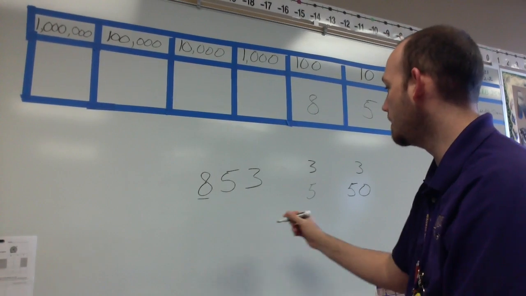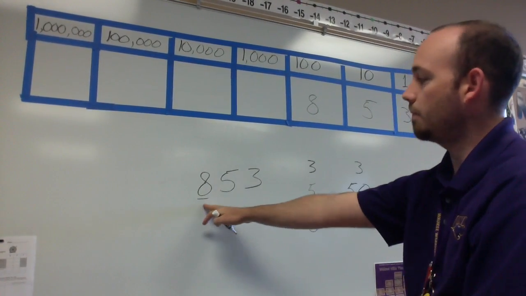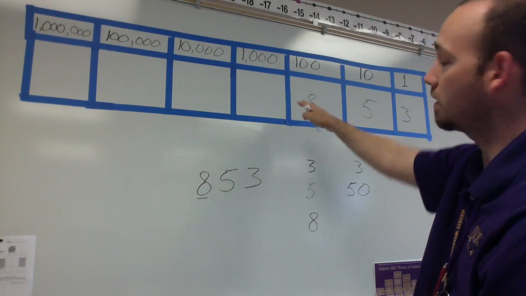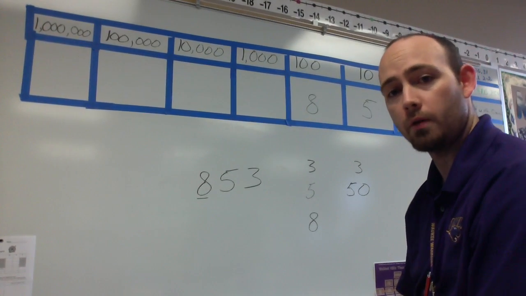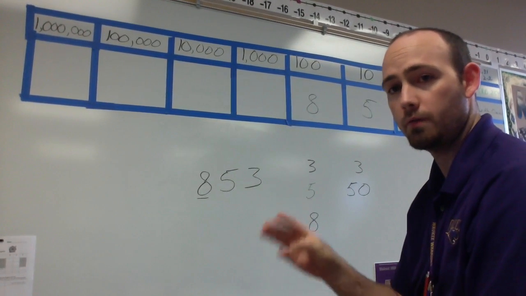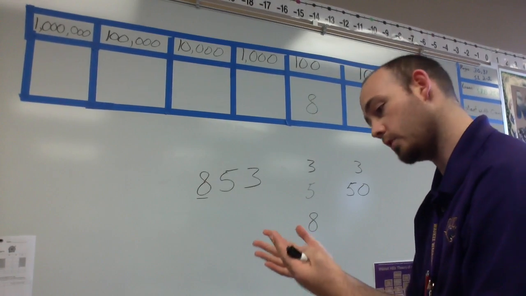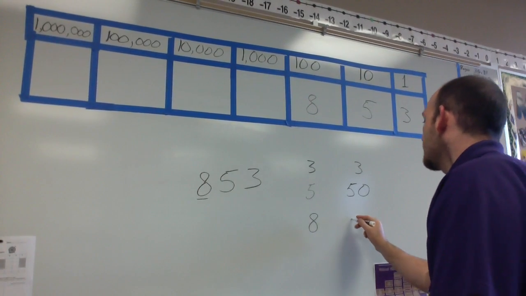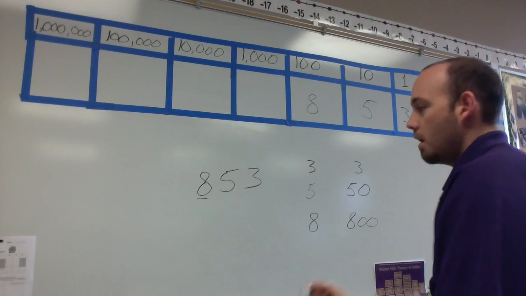Then we look at the 8. The 8 in this number is in the hundreds place. So that means we have 8 hundreds. We could count those out. We could say 100, 200, 300, 400, 500, 600, 700, 800. So that 8 is actually worth 800.